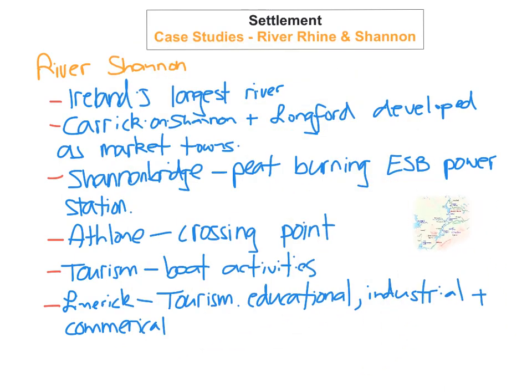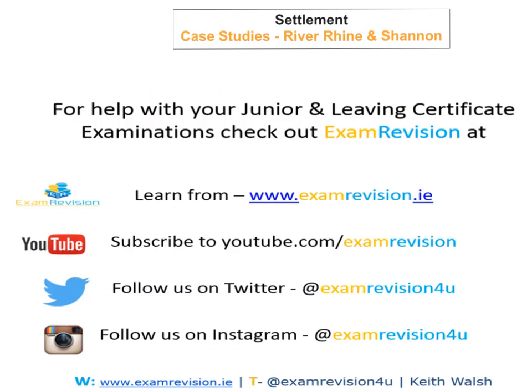That's it for today's tutorial on settlement. We looked at two case studies, the River Rhine and the River Shannon. You just need to know why towns and cities have developed and why settlements have developed along two case studies. One is the River Rhine, which is outside of Ireland, and one is inside of Ireland, the River Shannon. And basically just know what towns have developed along the River Rhine and the River Shannon, and why they have developed there.